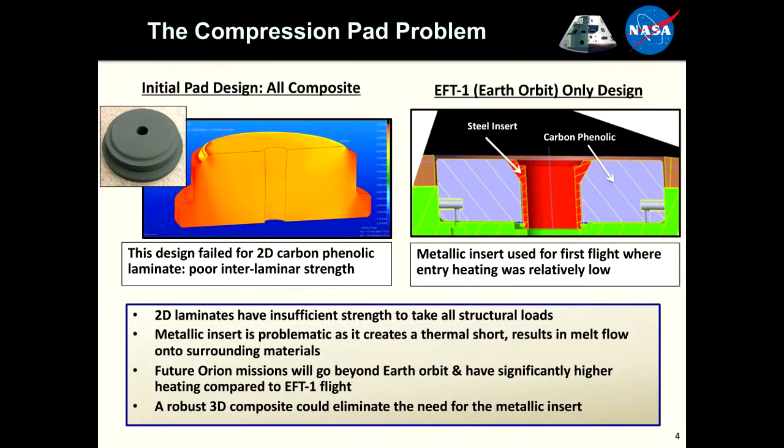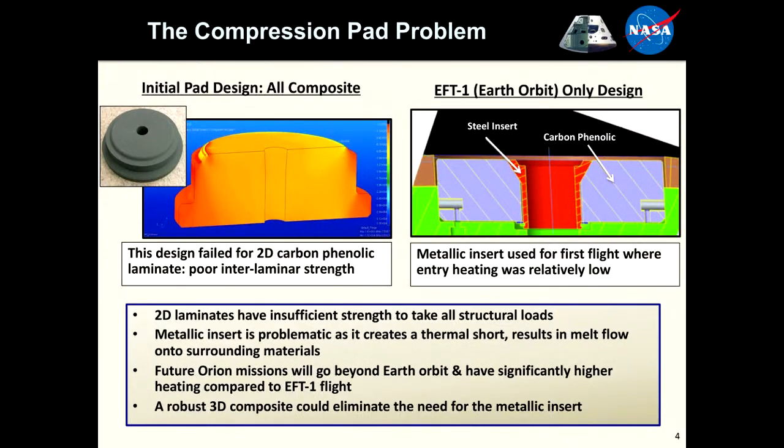But that's a kind of a problem because we're trying to manage the thermal conductance into the heat shield, into the vehicle. We don't want to cook the cargo or crew. Metal's a thermal short. That's not something that we wanted to have in there. So we wanted to enable a better design for the compression pad, and thus we looked to developing a 3D composite that could meet all of the structural requirements as well as the ablative and thermal requirements for this component.